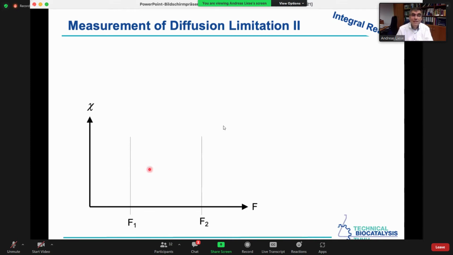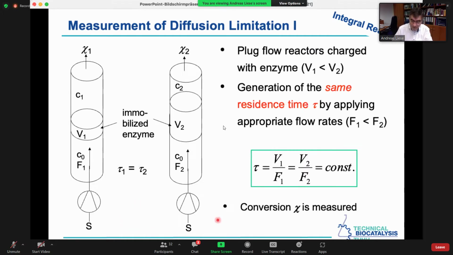Now, the results of this experiment we'll plot in a plot where we have on the y-axis the conversion, and on the x-axis we have the flux. And here we just have two data points right now, which at the end of the day will give a curve of the left reactor, F1, F2 in the right reactor. So left F1 was small volume, right reactor F2 was big volume, double size.